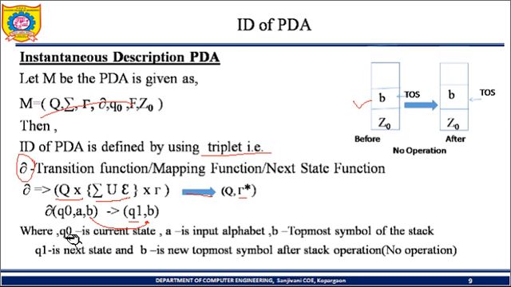So in this way we can show the ID form of the PDA, pushdown automata, where Q0 is the current state, A is the current input alphabet or tape symbol, B is the topmost symbol of the stack, Q1 is the next state, B is the new topmost symbol. Here we have performed no operation, thus B is the new topmost symbol after stack operation, no operation. So here you can see after no operation, stack will remain the same, and this is nothing but the ID form of the PDA.